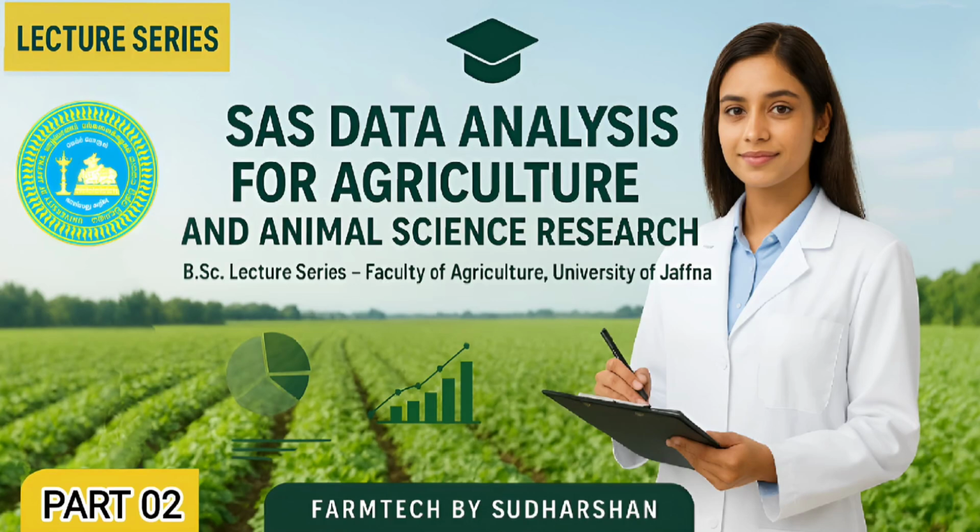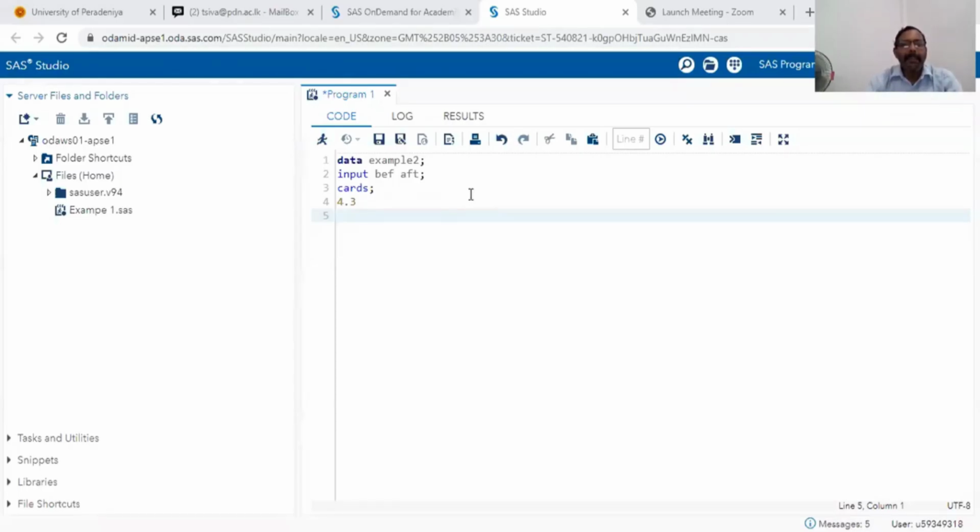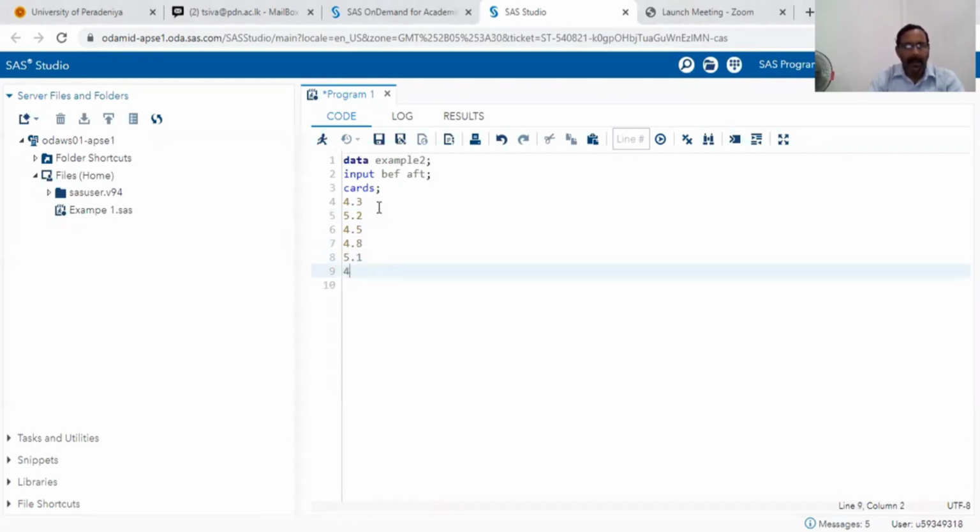Right. So we have data, input statement, card statement. Let's say the second cow before the treatment is giving 5.2 liter. Then third cow 4.5 liter. Fourth cow 4.8 liter. Fifth cow giving a milk yield of 5.1 liter. Sixth cow 4.4 liter or 6 liter, right?